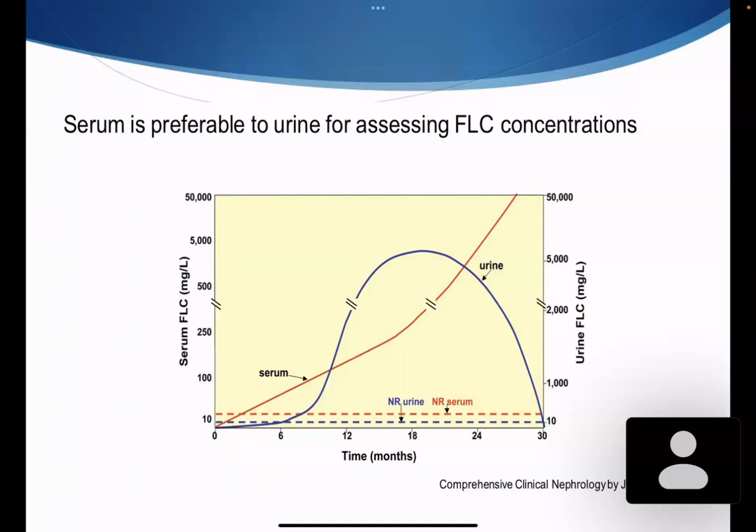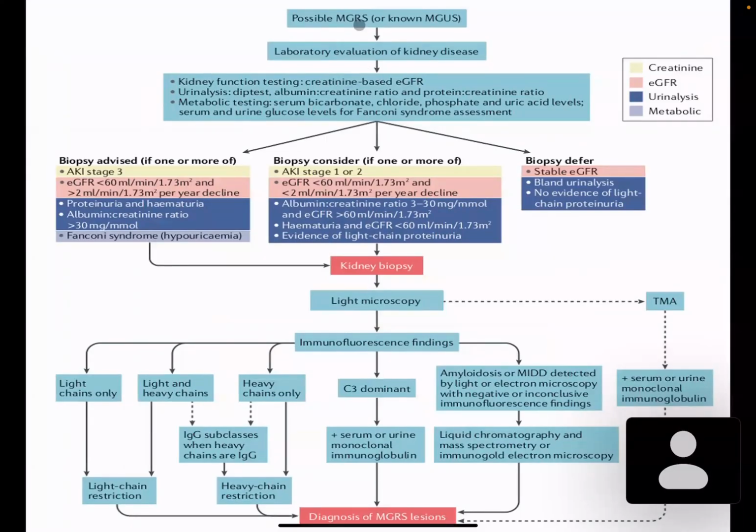And this is an algorithm of what to do with a possible MGRS, starting from laboratory evaluation of the kidney function and doing a biopsy, or considering a biopsy, or deferring a biopsy if you have a contraindication. And this will go to the algorithm that Wesam earlier showed to find out whether this is direct or indirect, immunoglobulin mediated or complement mediated. And inshallah, we're going to discuss all these GN related paraproteinemia next time, inshallah.